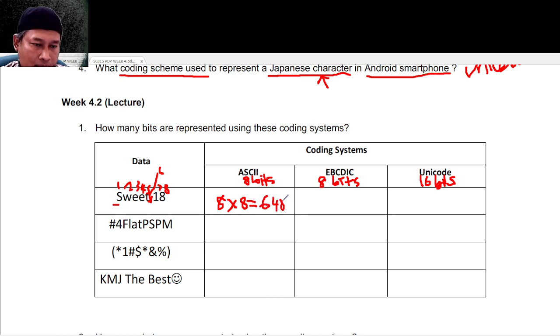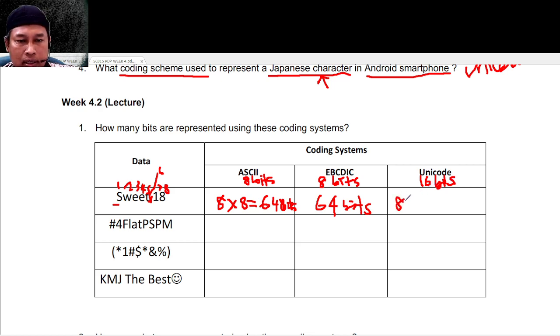64 bit. Okay, 64 bit. You must show the word bit. Okay, word bit. ABCD is the same, 64 bit. But the Unicode is all different because Unicode uses 16 bit.